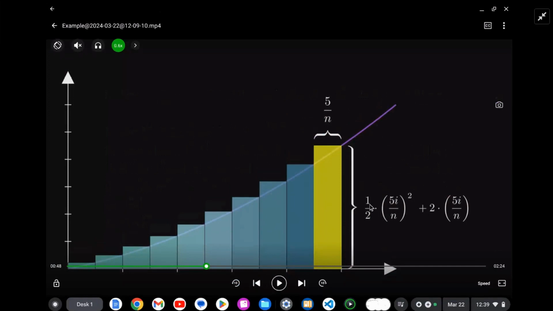So here's the function and here's the x value. The x value is 5i over n. So this is the ith rectangle, and this is incrementing up for each rectangle. Here's i=1, i=2, i=3, and so on. So this x changes with i. The height is given with this function.